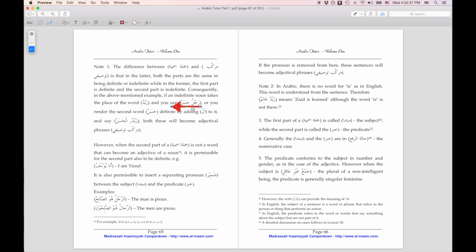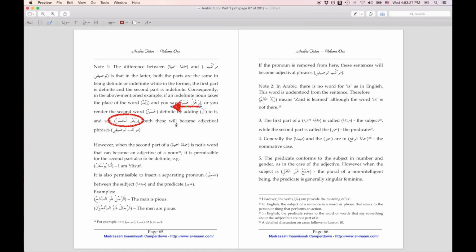So why? Because when you say Rajulun Hasanun, it means a handsome man. Or Zaidunil Hasanu, Zaid the handsome. After adding alif lam to Hasan, it becomes Zaid the handsome. So it's incomplete. Zaid the handsome what? There's nothing totally expressed or understood by that. And again, Rajulun Hasanun, a handsome man. A handsome man what? It's not a complete sentence. A handsome man did what? It's not complete. So if you say Ar-Rajulu Hasanun, the man is handsome, then it's a complete sentence, no longer a phrase.